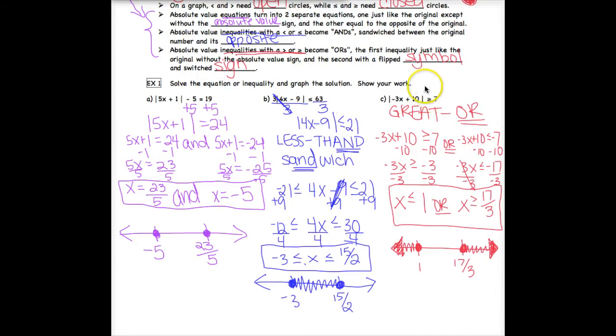If, when you get the absolute value alone, it is a great-or, the shading should always go to the two ends. If you end up with shading that overlaps, so you have shading here and then shading here going this way, you did something wrong. If it's a sandwich, a less than, it should always be shading between. If it's a great-or, the shading should always go out to the sides.